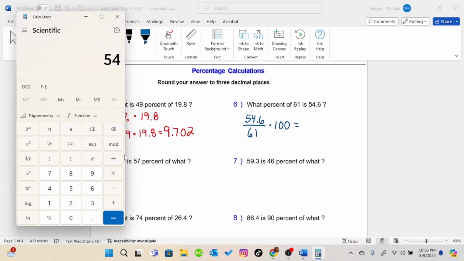So 54.6 divided by 61 equals 0.89508. Now we're going to multiply that by 100, and as a percentage we get 89.508%.